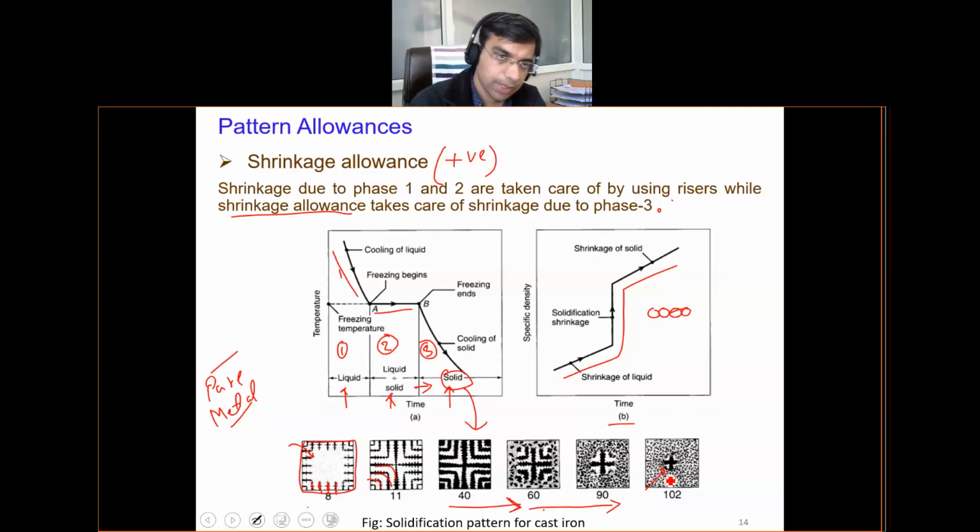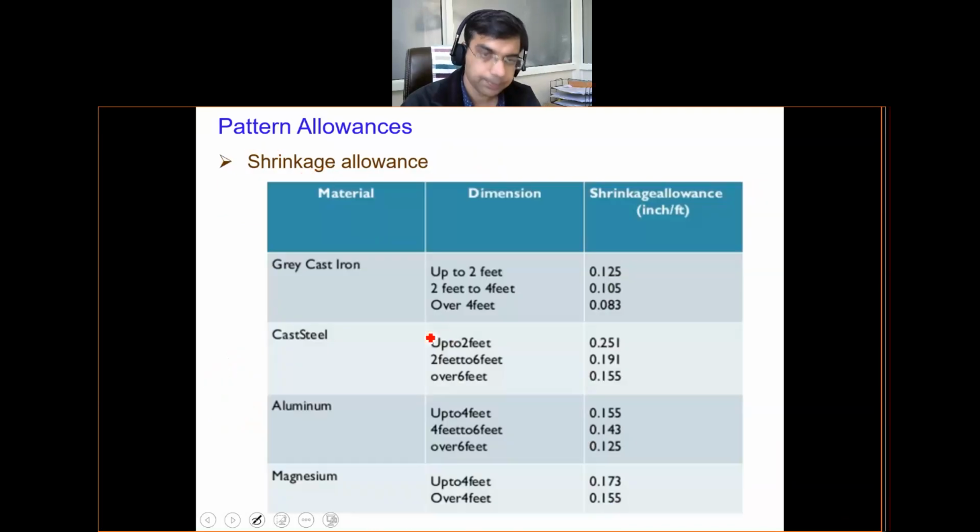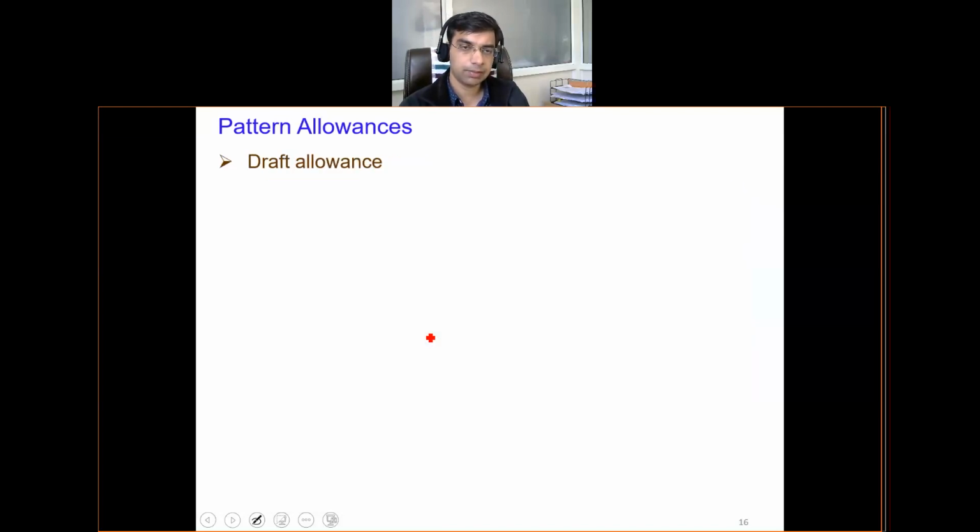So what is important to remember here is that the shrinkage allowance is a positive allowance, because you will make the pattern slightly bigger, and this shrinkage allowance will take care of the shrinkage happening in zone 3. This table summarizes the different values of shrinkage allowance provided for different materials. These values are also a function of the coefficient of thermal expansion of the casting material, so based on that, the values are different. There are different data books available in which these values of allowances are provided. So we can look up the data book, and then we can design the pattern as per the requirement.